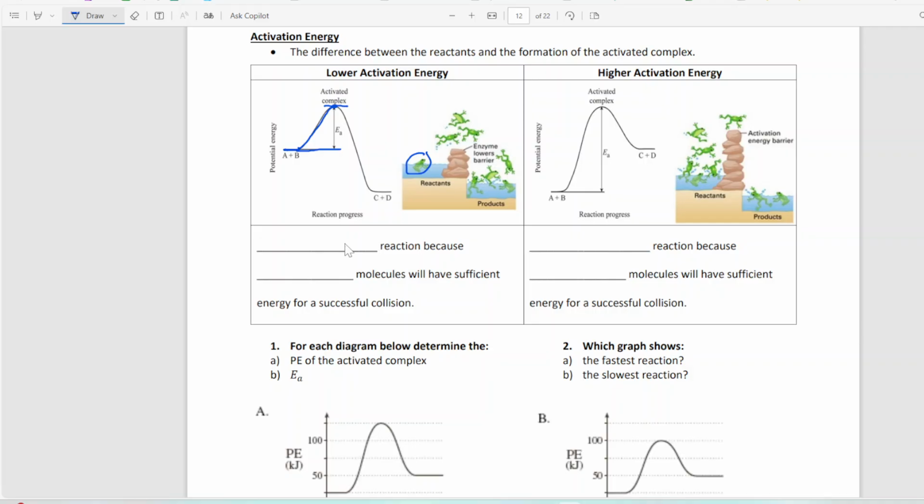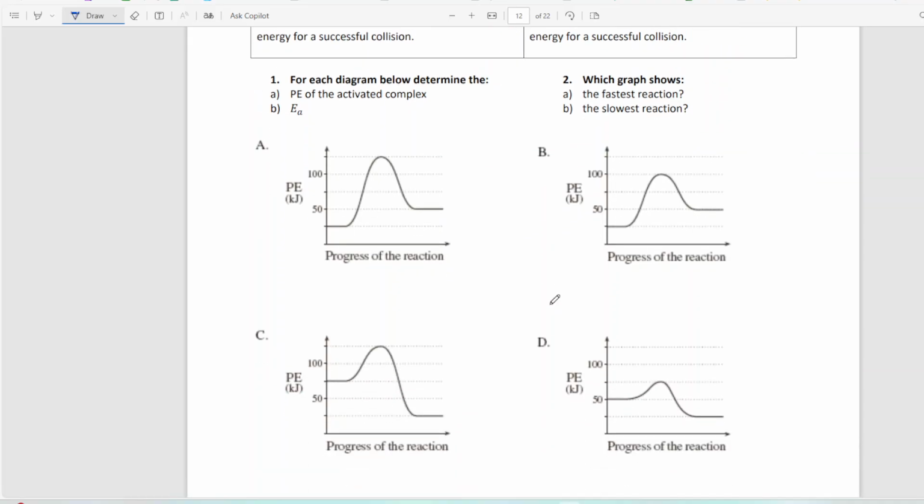So a lower activation energy is a faster reaction because more molecules will have sufficient energy for a successful collision. More frogs would have enough energy to jump over the wall. Whereas if you have a higher activation energy, this would be a slower reaction because fewer molecules will have sufficient energy for a successful collision. So yes, those kinetic energy diagrams are important, right? The molecules have to come in with enough kinetic energy to be converted to potential energy so that they can form an activated complex. Okay, but this is the picture we're going to talk about the most.